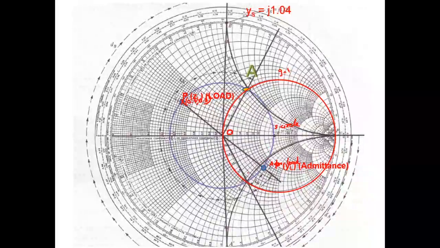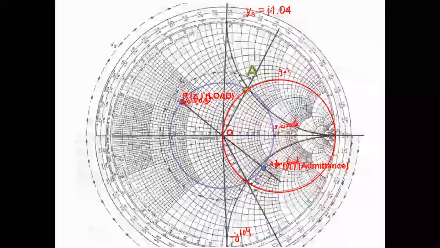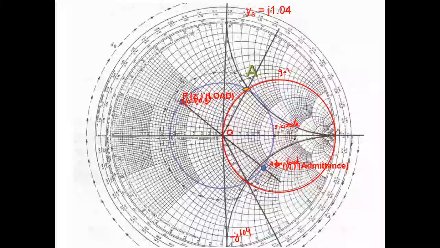Similarly, as these are symmetrical, here it will be minus j 1.04. Okay. So the first thing you did, after calculating the normalized impedance, was plot point P with center O and radius OP. You draw the circle to get the S circle, and mark the 2 points where the S circle meets the G equals 1 circle.